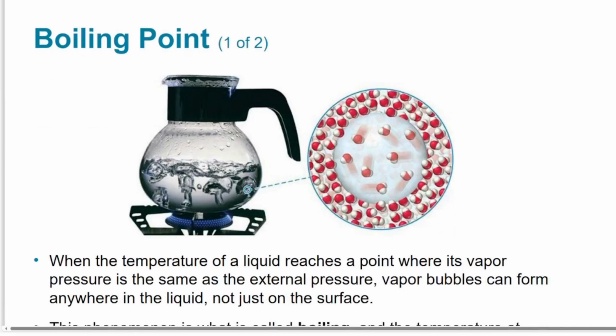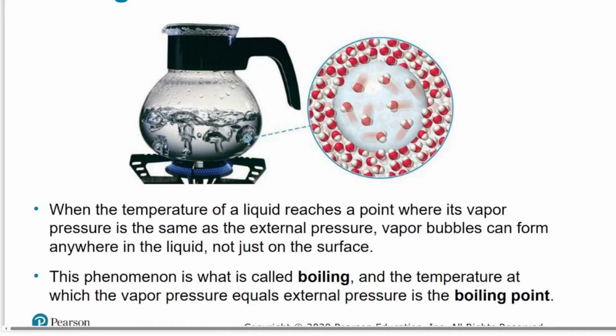The boiling point is defined as when the temperature of a liquid reaches the point where its vapor pressure equals the external pressure. At this point, bubbles can form anywhere in the liquid, and the evaporation doesn't just occur at the surface. It occurs all over the entire liquid. We call this phenomenon boiling.